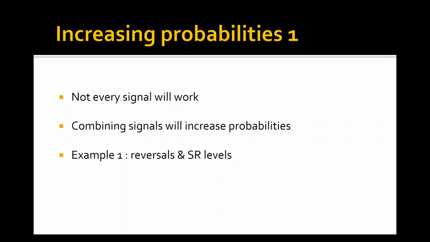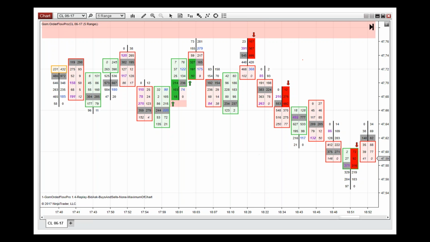Okay, so here we're going to pair a couple of signals to increase our probabilities. For instance, here we combine the reversal arrows with the SR levels. Here you see that we have a big resistance zone created by imbalances, and then we have some reversal arrows here. So we're not going to take them. It makes no sense to take them in front of this resistance zone, okay?